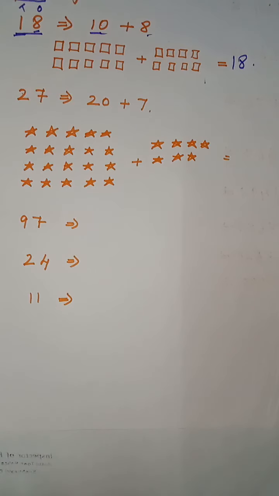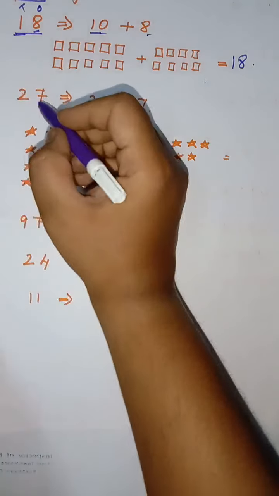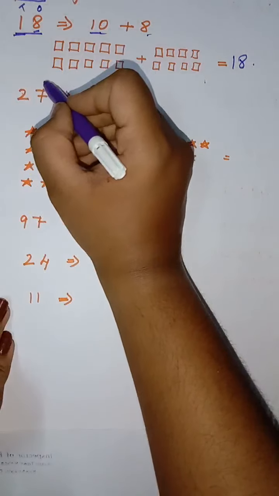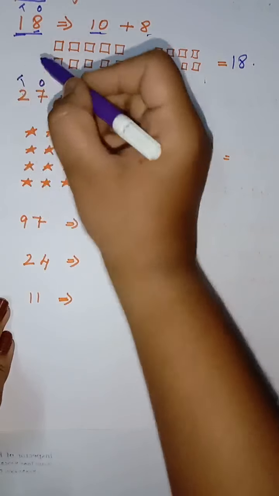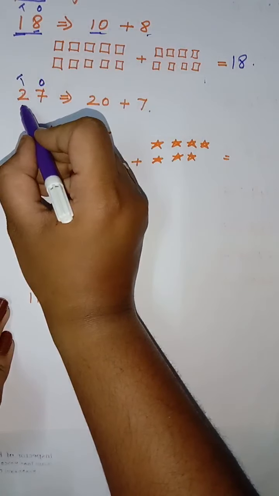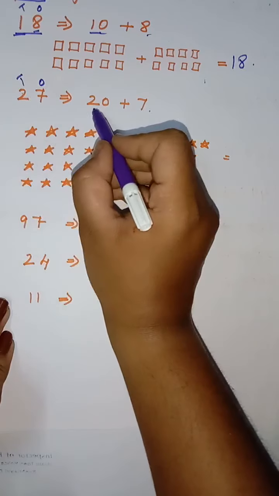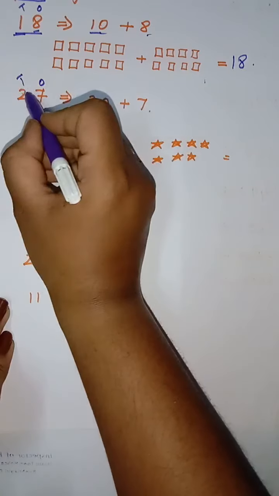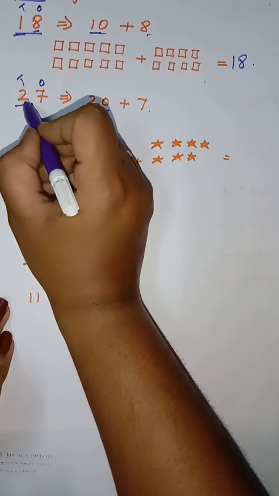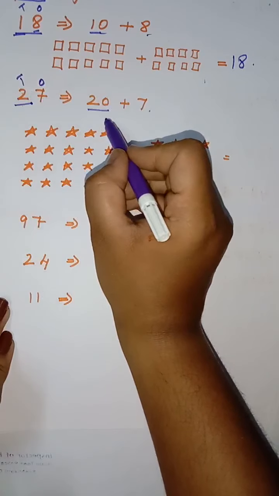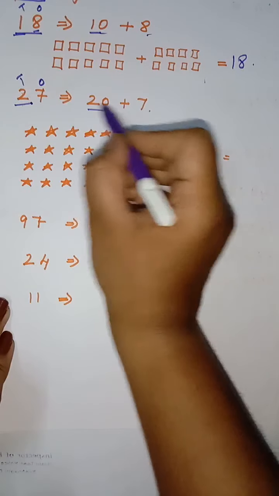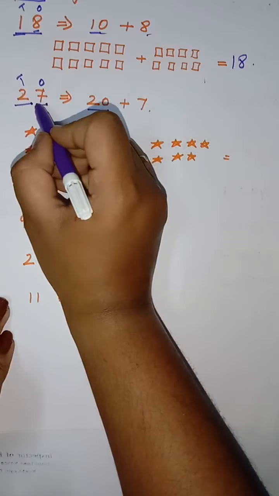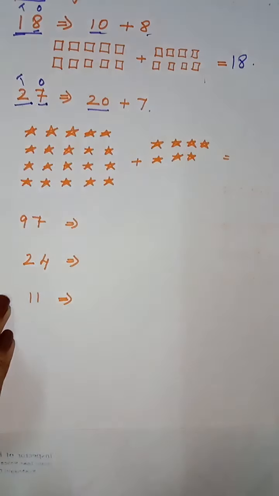Next example, 27. How do we write 27? First we write the place values: ones and tens. For the 2 in the tens place we write 20. Tens means you have to write the tens value for the number they have given. So it is 20. The remaining ones is 7, so we simply write 7.